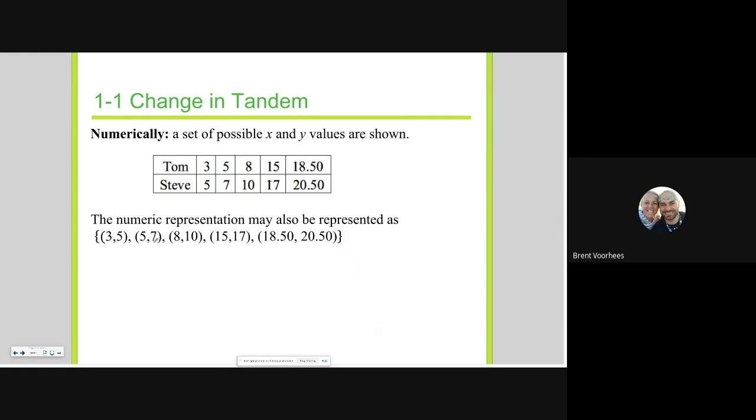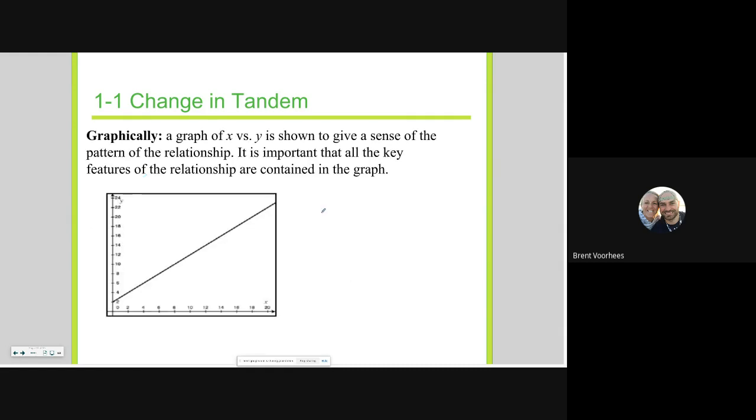It can also be represented as you've seen today in this format, where this would be the domain, that would be Tom, and this would be Steve. So there's numerically. Finally, there's one more. What was the other one? There was verbal, analytical, numerical, graphically.